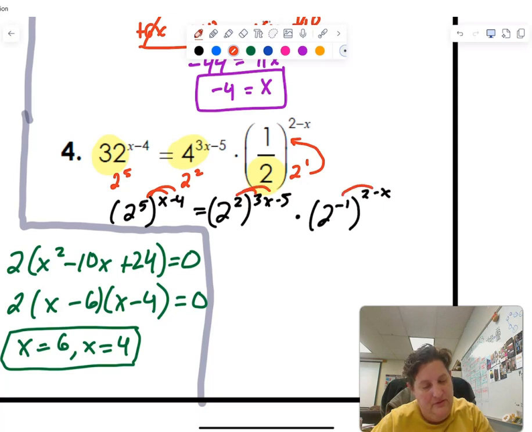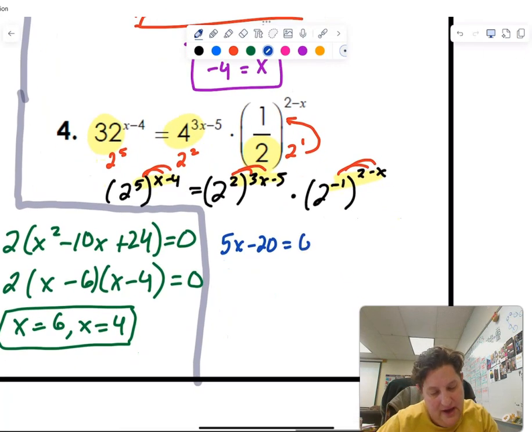We're going to distribute all of this. And remember that now that we have the same base, we're just going to let the exponents be equal. So I don't have to write the 2 anymore. So here's what I've got. I've got 5x minus 20 for that one. I've got 6x minus 10, and then negative 2 plus x.